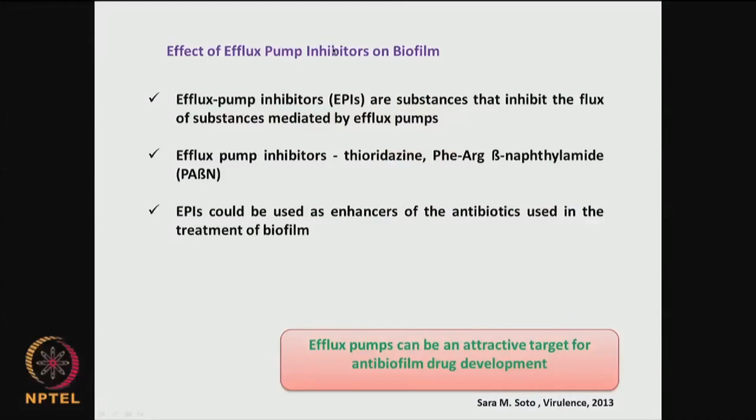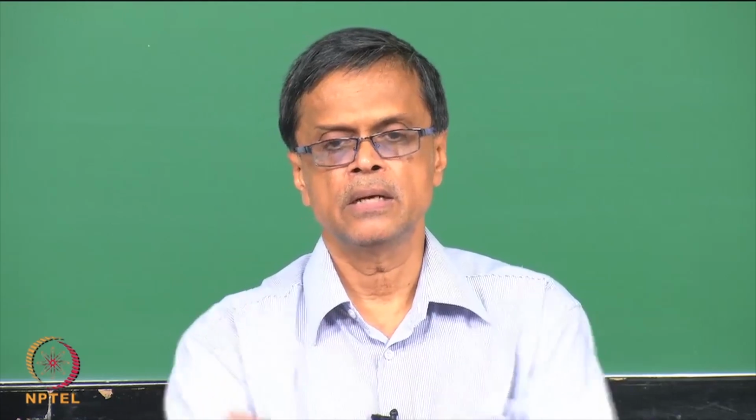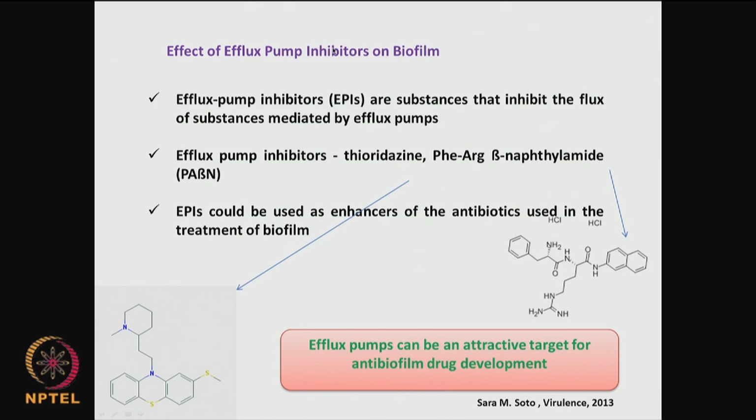So, there are efflux pump inhibitors. They are substances that inhibit the flux of substances mediated by efflux pumps. If you have an efflux pump inhibitor, it can go and bind to those proteins and make the efflux pumps inactive. Then the bacteria can be easily treated under any antibiotic and they become very sensitive to those antibiotics. So, one strategy of dealing with this type of resistance is you give the efflux pump inhibitor as well as the antibiotic.